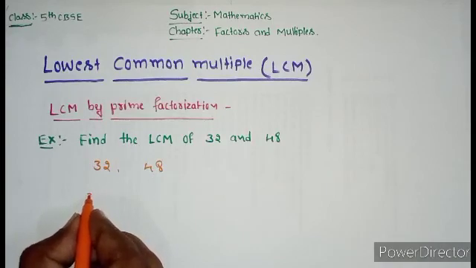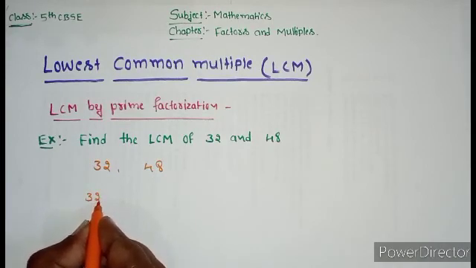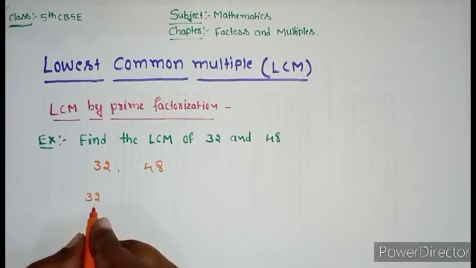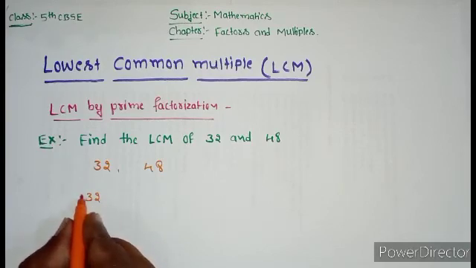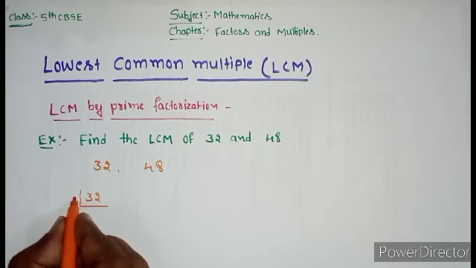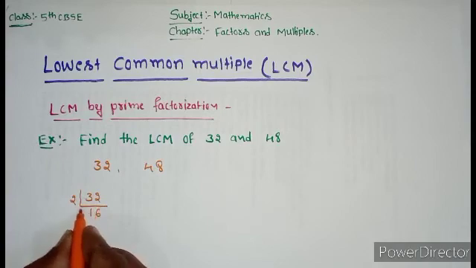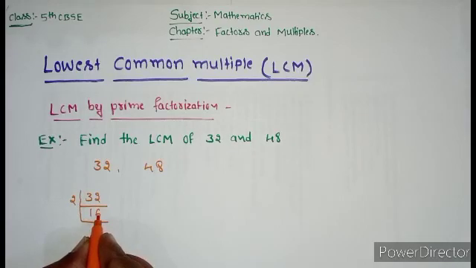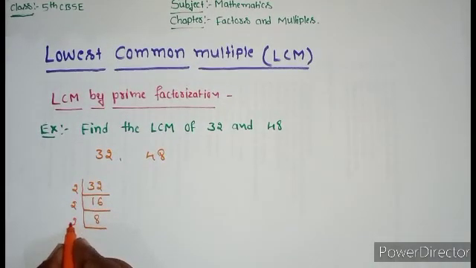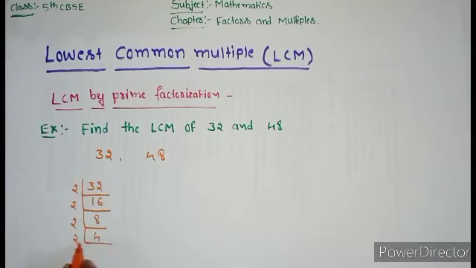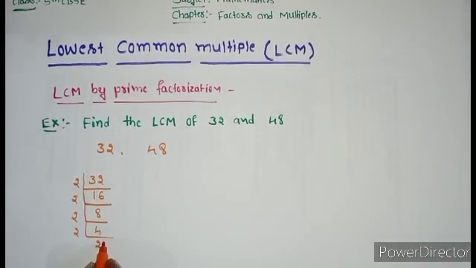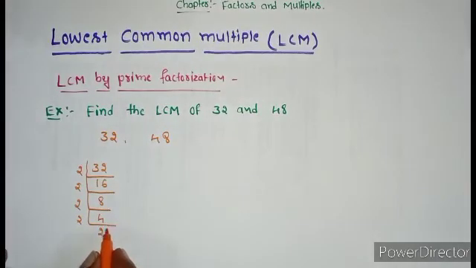Students, all of you see here, 32. In the ones place, 2 is there, so this number is divisible by 2. 2 16s are 32. Again, in the ones place here 6 is there, so this number is again divisible by 2. 2 8s are 16, and this 8 is also divisible by 2 only. 2 4s are 8, and again this 4 is divisible by 2 only. 2 2s are 4, and we got the prime factors.